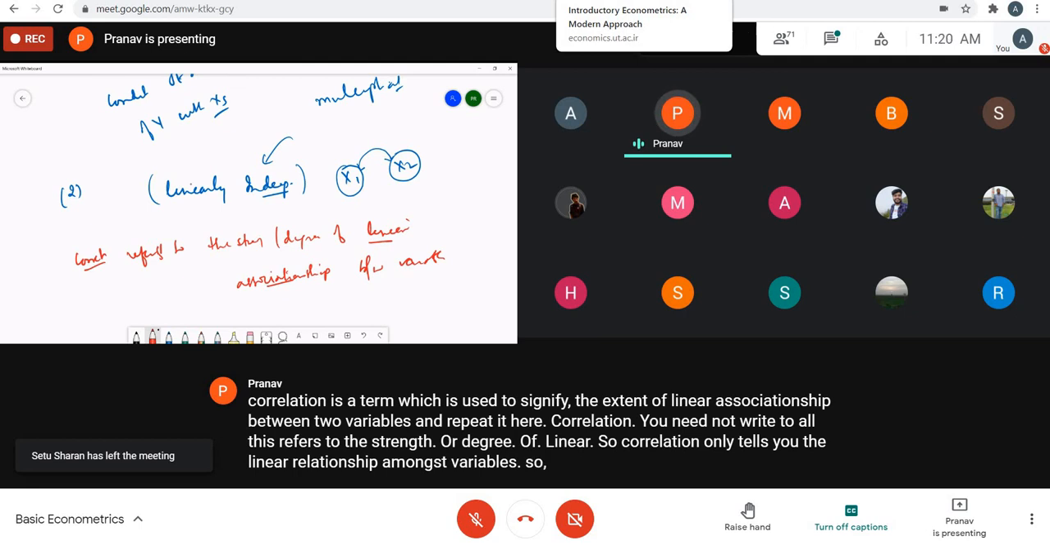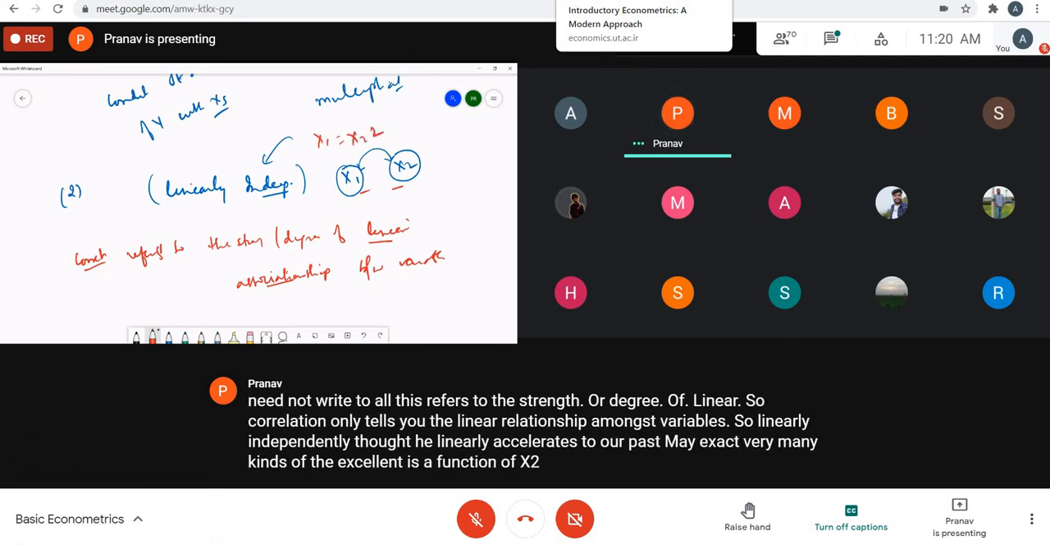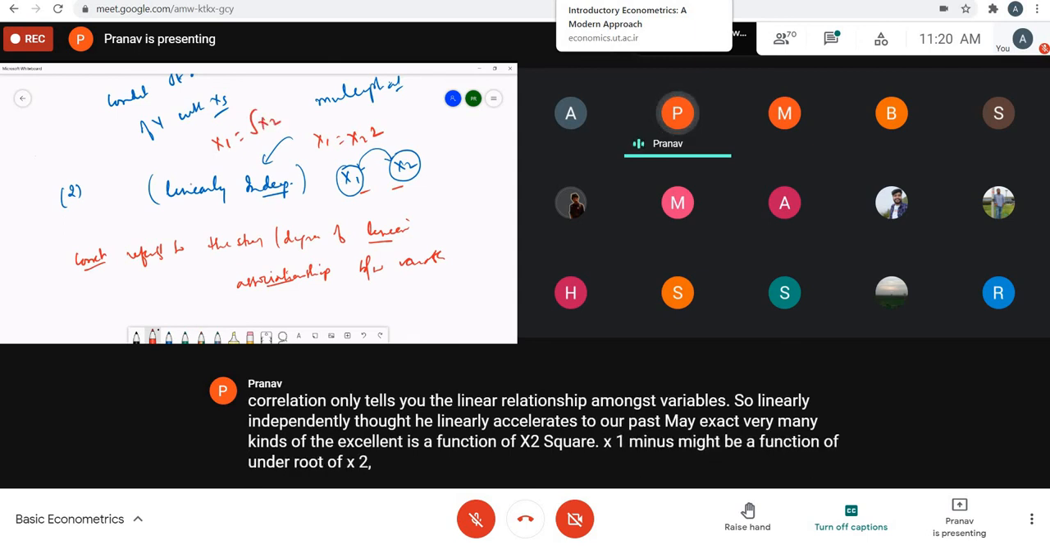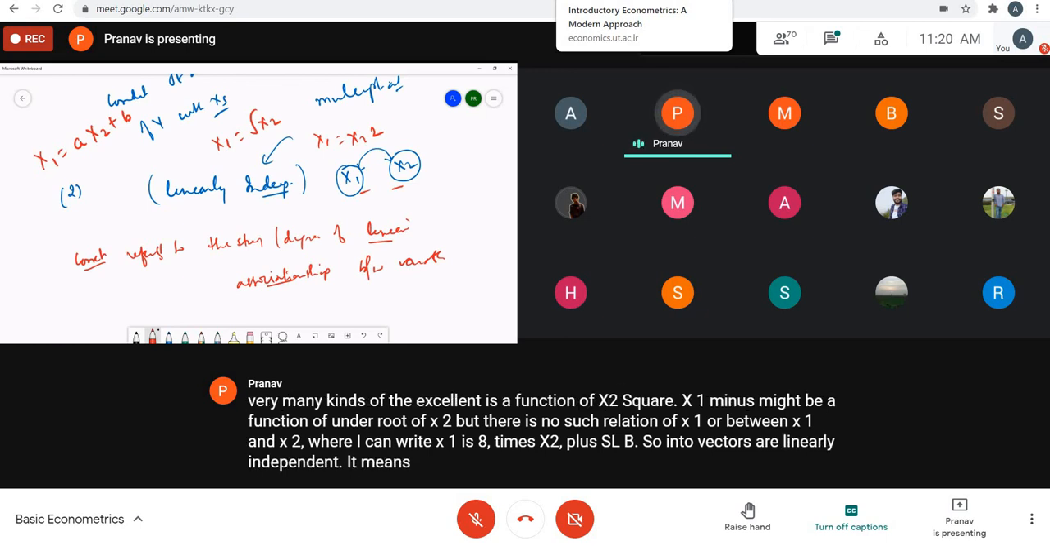So linearly independent means what? कि linearly x1 और x2 आपस में एक साथ vary नहीं कर रहे. हो सकता है x1 is a function of x2 square. x1 might be a function of under root of x2. But there is no such relation between x1 and x2 where I can write x1 is a times x2 plus, let's say, b. So if two vectors are linearly independent, it means the correlation coefficient between those vectors is zero.